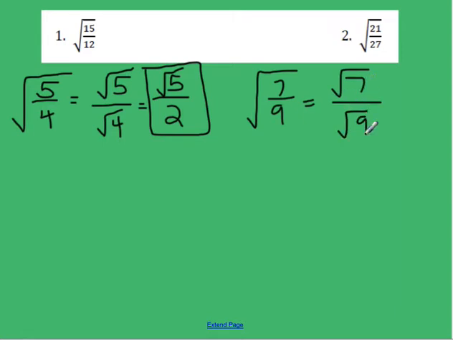9. Well, I know what the square root of 9 is, and that's going to be 3. So I can keep that square root of 7 the same on the top, and the square root of 9 is going to become 3. So then here I end up having the square root of 7 divided by 3 as my final answer. So that works out because there's no radicals in the denominator and no fractions underneath.